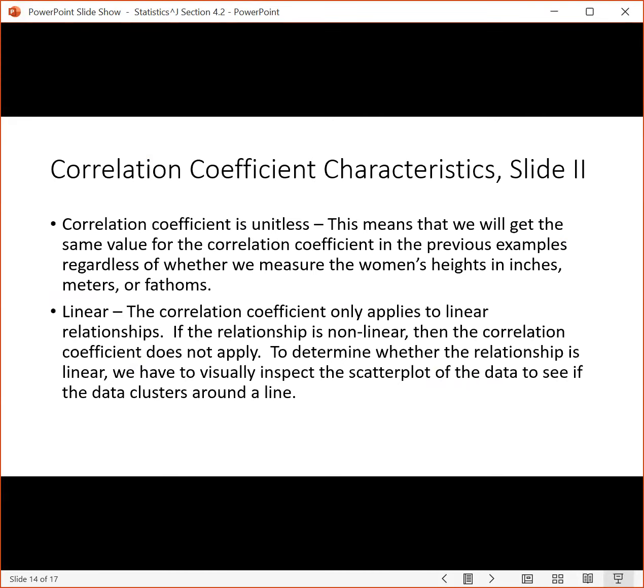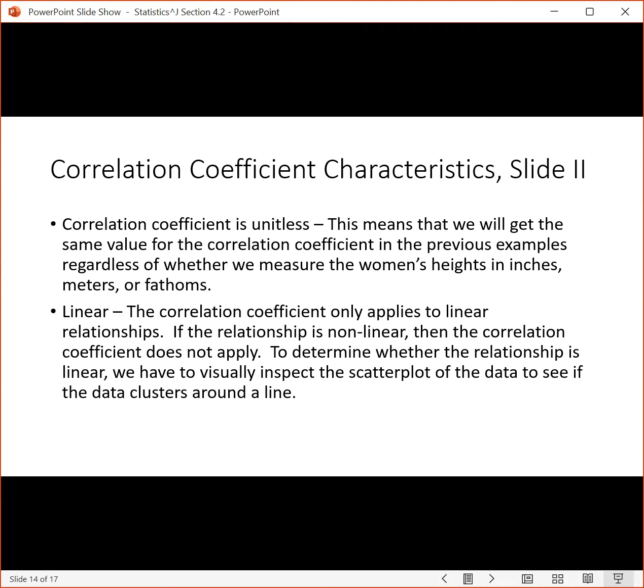Correlation coefficients are unitless. This means that we will get the same value for the correlation coefficient in the previous examples, regardless of whether we measure the women's heights in inches, meters, or even fathoms. All right. And then finally, the last characteristic is linear. The correlation coefficient only applies to linear relationships. If the relationship between the variables is nonlinear, then the correlation coefficient does not apply. To determine whether the relationship is linear, you need to visually inspect the scatter plot of the data to see if the data clusters around a line.